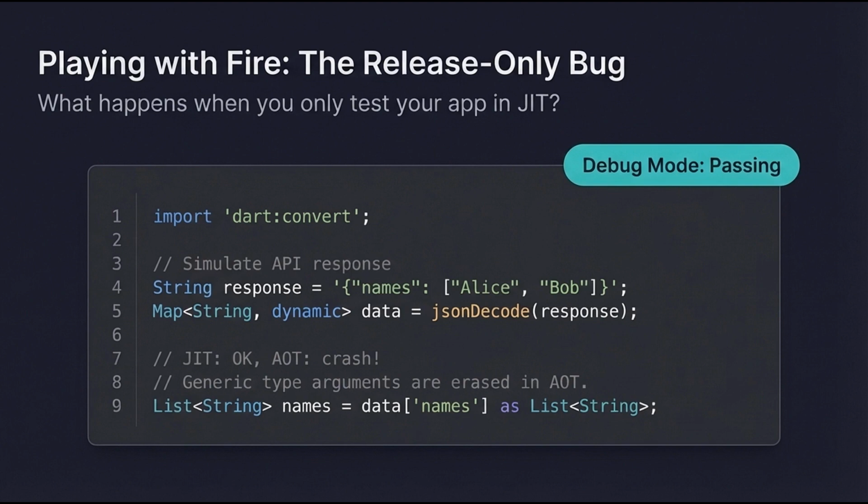Now here's where it gets dangerous. This code imports dart:convert, decodes a JSON response, and casts data names as List<String>. In debug mode, it passes. No errors. The JIT compiler lets sloppy dynamic typing slide to keep you moving quickly.